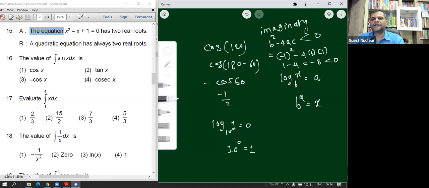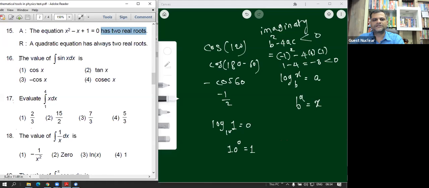और यहाँ पे क्या दिया हुआ है? It has 2 real roots, but that is not true. So therefore assertion itself is false. And the quadratic equation has always 2 real roots. ये भी false है, because quadratic equation can have imaginary roots also, need not to have real roots only. तो इसलिए दोनों करेक्ट नहीं है, दोनों इनकरेक्ट है, तो इसमें यहाँ पे ऑप्शन 4 आएगा.